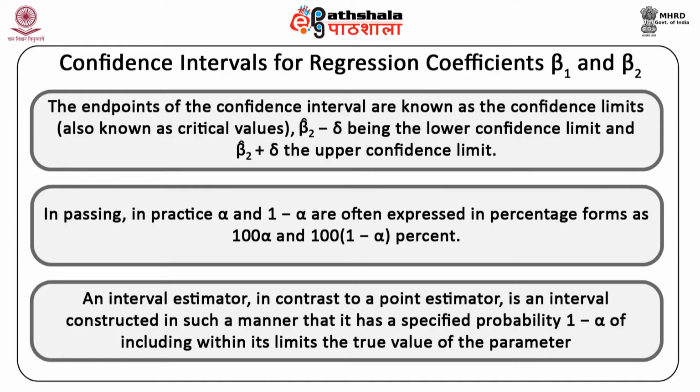Slide 9. If alpha is equal to 0.05 or 5%, we would read the probability that the random interval shown there includes the true beta 2 as 0.95 or 95%. The interval estimator thus gives a range of values within which the true beta 2 may lie.